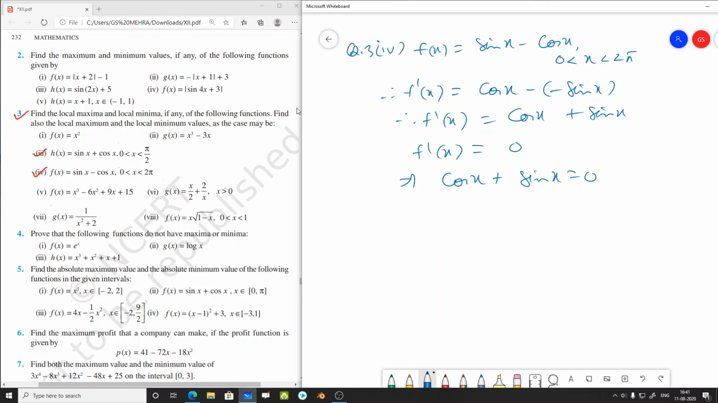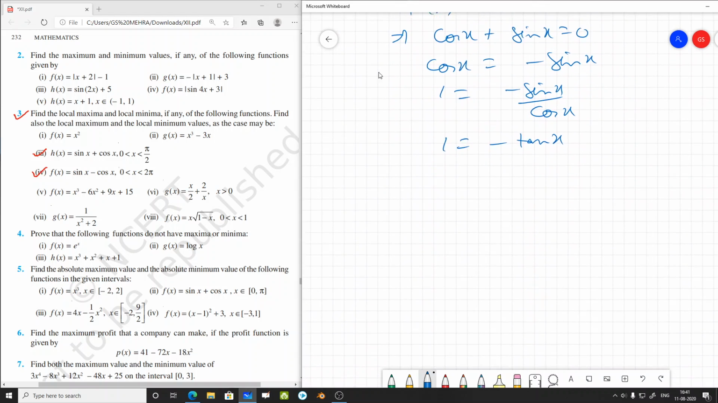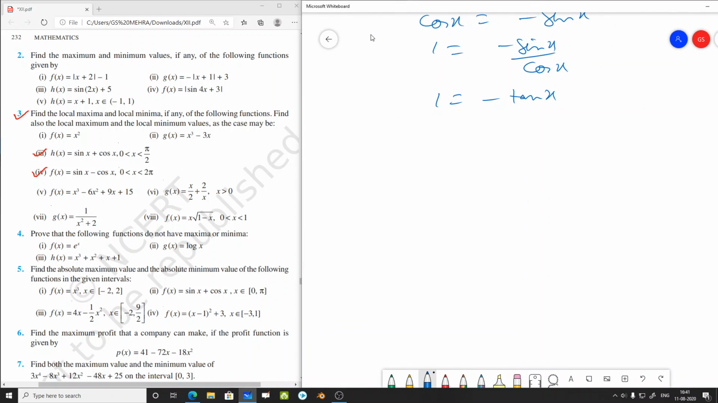So f'(x) = 0 implies cos x + sin x = 0. This gives cos x = −sin x. Dividing both sides by cos x, we get 1 = −sin x / cos x, so 1 = −tan x. This gives tan x = −1.